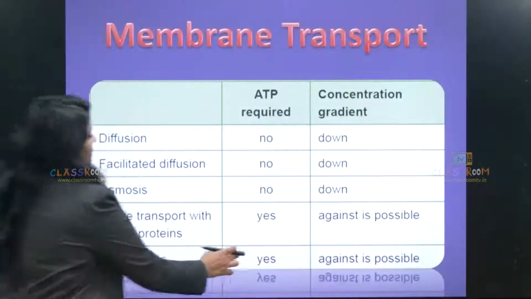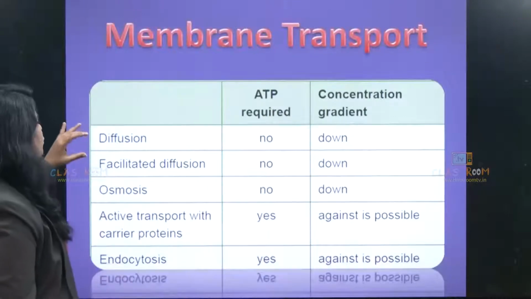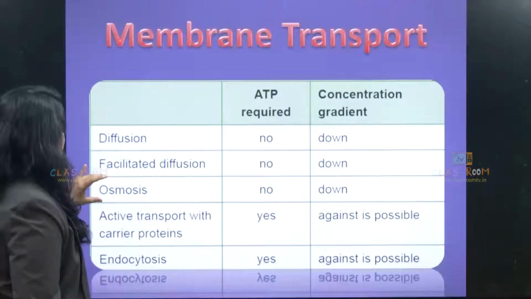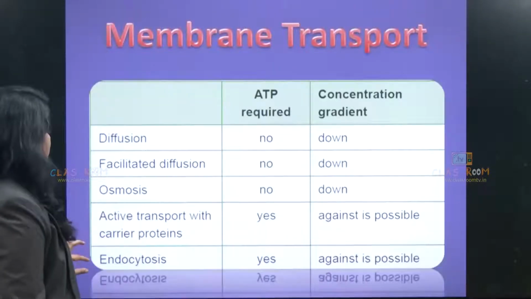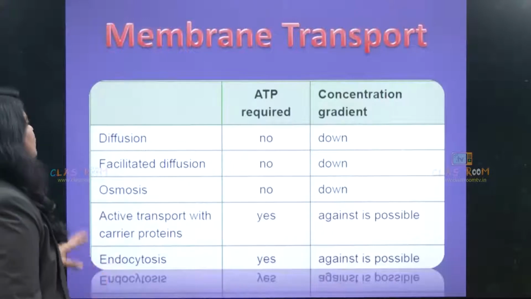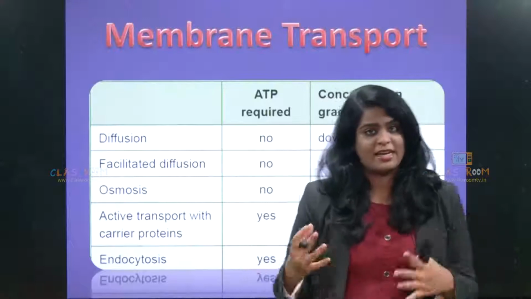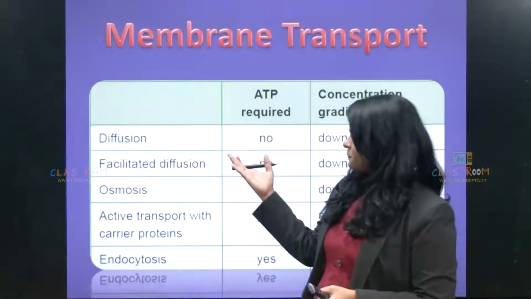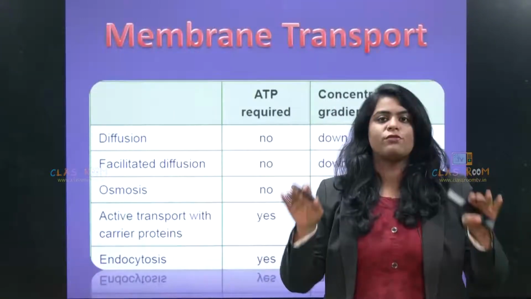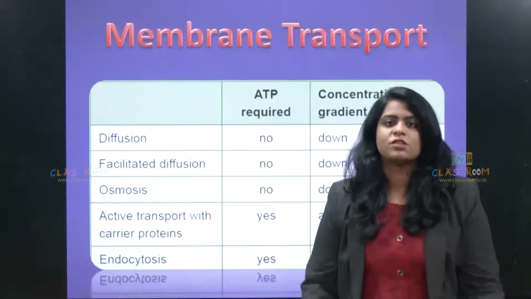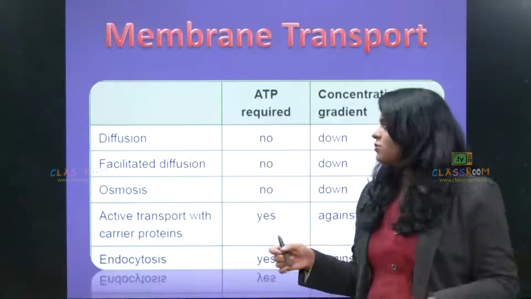But for now we need to remember very simple differences in this, like what is meant by diffusion, what is facilitated diffusion, what is osmosis, what is active transport with carrier proteins, and what is endocytosis and exocytosis. So before that, like I have told you, diffusion happens because there is a pressure gradient difference, and diffusion, facilitated diffusion and osmosis is easy because it's going from a high concentration to low concentration, whereas active transport means from lower concentration to higher concentration.